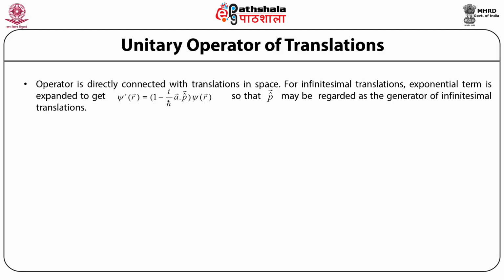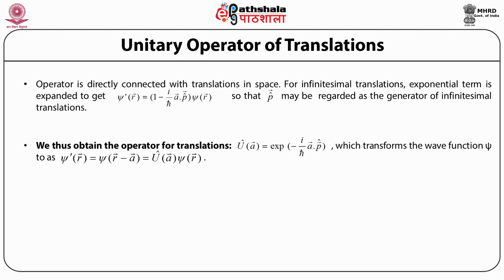And in this manner, from this equation we see that the operator p may be regarded as the generator of infinitesimal translations. Thus, we can obtain the operator for translations, and the operator for translations is given by operator U as a function of position vector a is equal to exponential to the power minus i by h cross position vector a dot momentum operator. And using this operator, we see that the wave function psi transforms as psi prime of r is equal to psi of r minus a, and this can be represented by the operator for translations as psi prime of r is equal to operator U of a times the wave function psi of r.